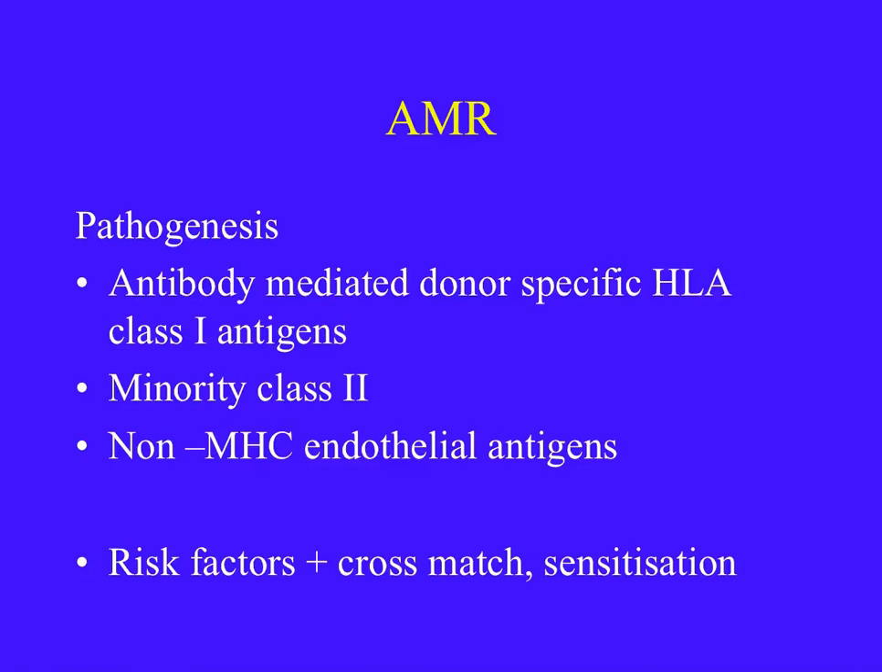The circulating antibodies in acute humoral rejection are usually to donor HLA class I antigens, although a minority may show only reactivity to class II or non-MHC endothelial antigens. The risk factors include positive cross-match associated with prior sensitization of the recipient.